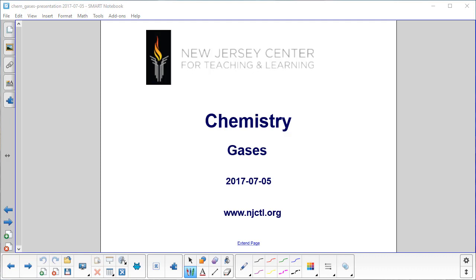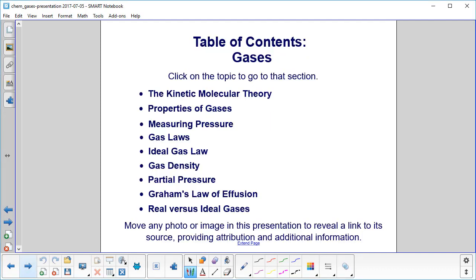Gases. After the last unit on stoichiometry, you'll see there's far less calculations here and a little more theory. Here's what we're going to cover. And speaking of theory, we're going to start with the kinetic molecular theory, which underpins everything in this chapter.